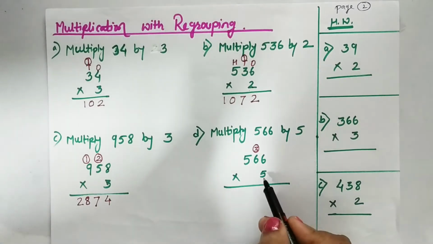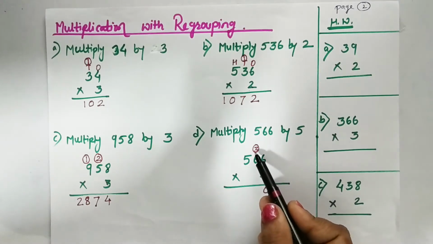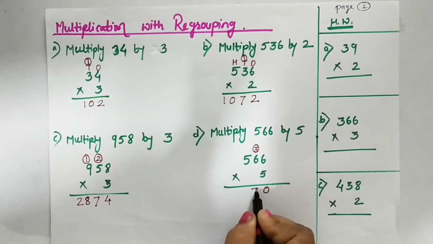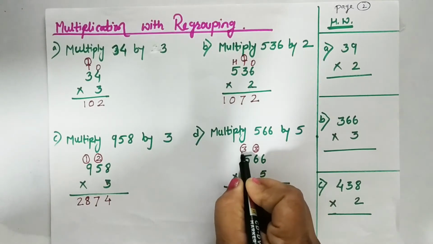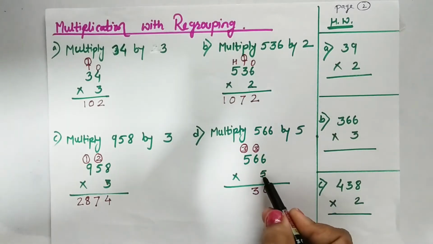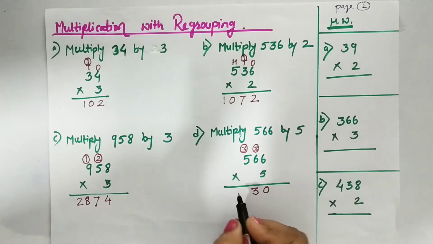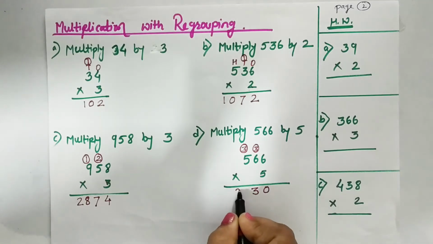Now again 5 6s are 30. 30 plus 3, 31, 32 and 33. Again I will write 3 over here and the 33 means 3 I will give to the hundreds place. Now 5 5s are 25. 25 plus 3, 25, 26, 27 and 28.